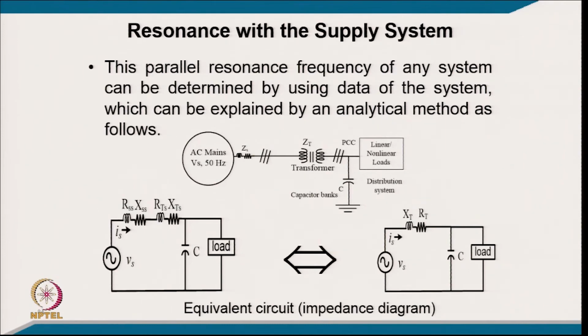The typical example here: you have a supply system with a source impedance, a step down transformer, and then a capacitor bank, maybe for improving the power factor, and then a nonlinear load, which we can keep on an equivalent per unit basis. The source impedance may be referred to the load side, and then we have the transformer short circuit impedance, resistance and reactance, and then we have the capacitor and the load, which can be lumped together into an equivalent impedance.